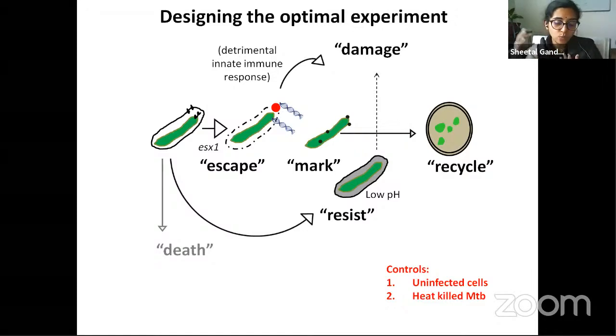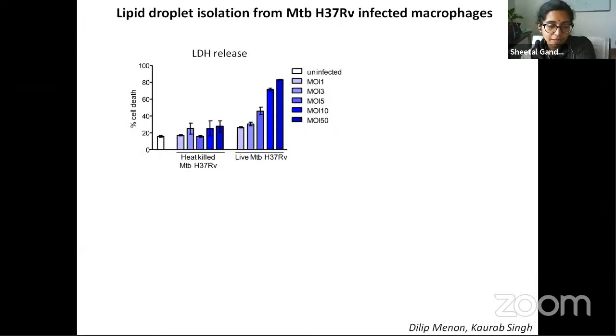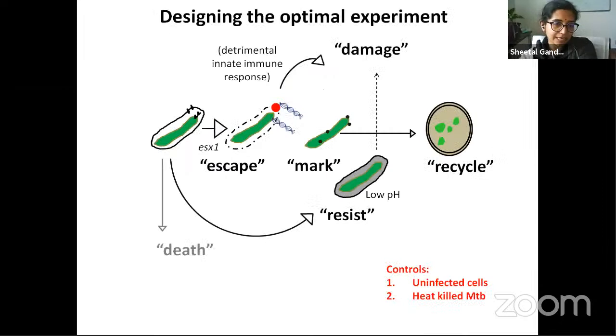So what we wanted to know was, what is it that MTB is actively able to do that will lead to a change in the lipid droplet proteome? For that, we decided to use heat-killed MTB as a control. And as I mentioned in the previous slide, MTB is able to escape the phagosome. The same mechanism that allows it to permeabilize the membrane of the endosome it is present in also allows it to permeabilize the host cell, and that leads to necrosis. So we wanted to make sure that we don't have any such events of cell death and necrosis happening as a response to infection when we are sampling the cells for the lipid droplets.